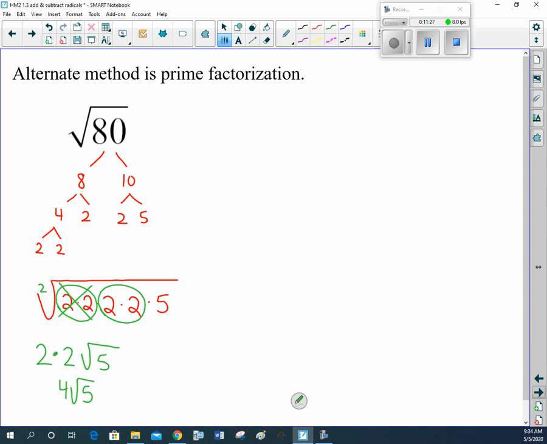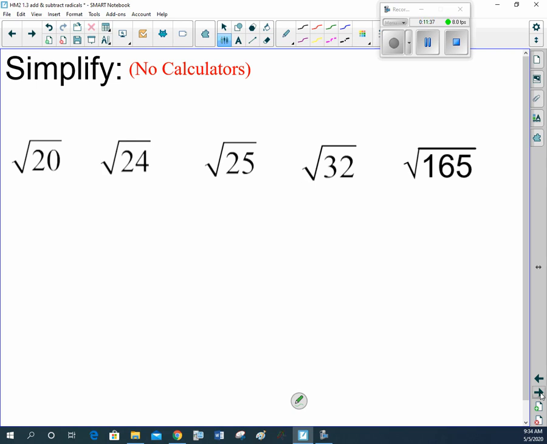I don't use that way very often. I do use it sometimes. Sometimes it's a little more helpful. But I tend to do the perfect square factor. That's kind of what I want you to do here on this one. So this one says no calculators. So we're going to try to reduce this radical into its simplest form without a calculator.